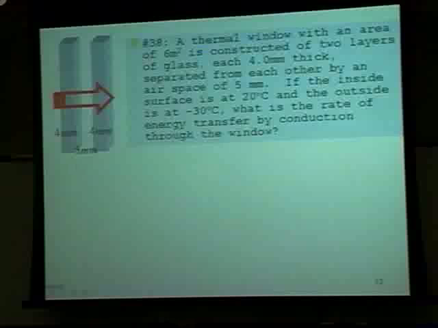Let's try this on one more problem. It's 38. A thermal window has an area of 6 square meters, constructed by 2 layers of glass, each 4 millimeters thick, separated from each other by an airspace of 5 millimeters. So we have a double pane window. The inside surface is at 20 degrees centigrade, and the outside is at minus 30. What is the rate of energy transfer by conduction through this window?